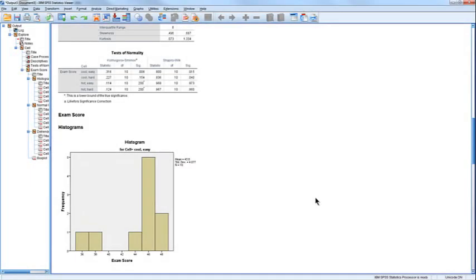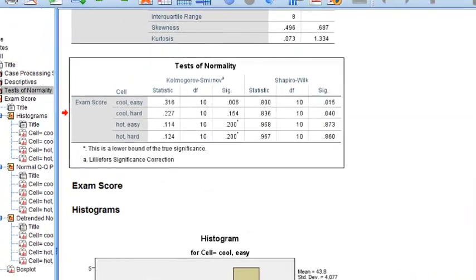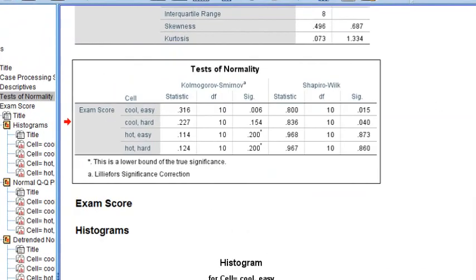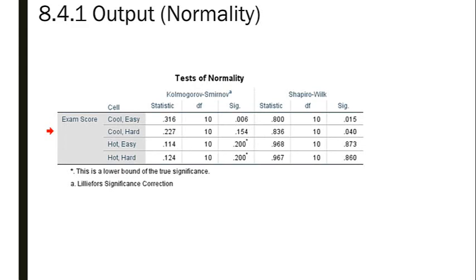I'm just going to skip over the descriptive statistics and look at our statistical tests of normality. So what we see here is the cool, easy condition suggests that there's a violation of normality according to the Kolmogorov-Smirnov test. And if we look at the Shapiro-Wilk test, both cool, easy, and cool, hard. So all the participants who took the test in the cool temperature, so the regular temperature, it looks like there's a violation of, or a potential violation of normality.